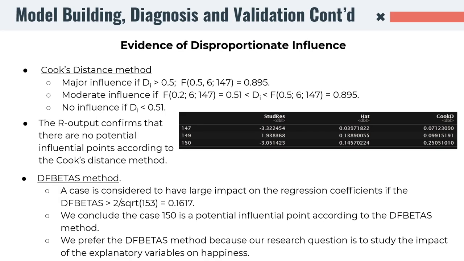Next, we will discover influential points that may negatively affect our current model. To do that, we consider Cook's distance method. So, in Cook's distance method, we conclude that there is no influential point. However, in the DFBETAS method, we found that case 150 has a fair influence on the betas. Note that we prefer the DFBETAS method because our research question is to study the impact of the explanatory variables on happiness.